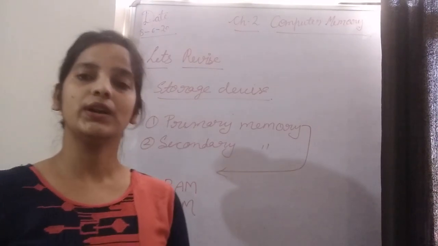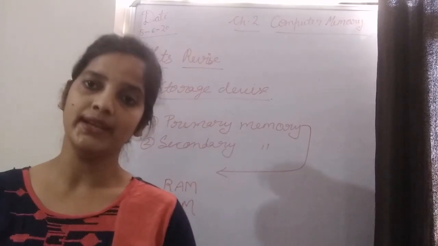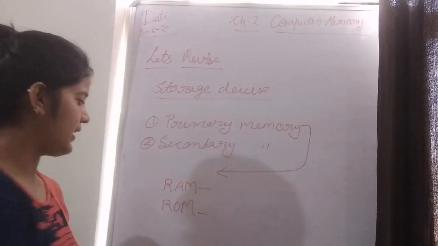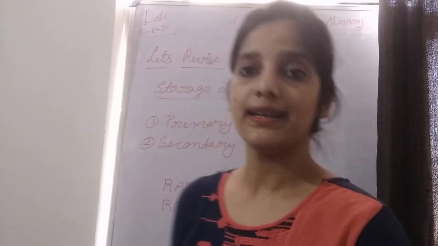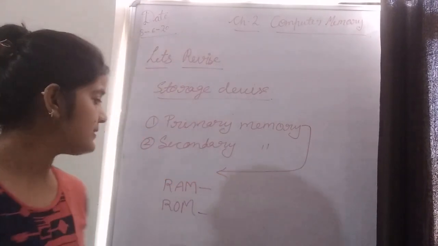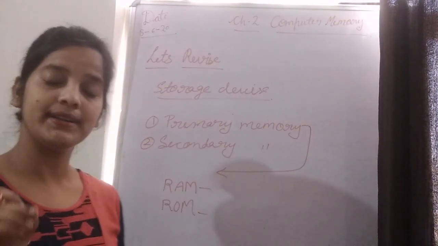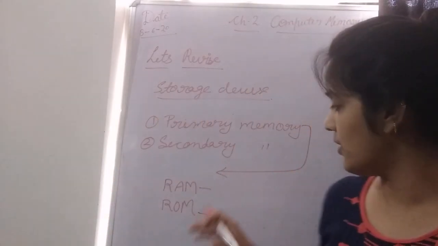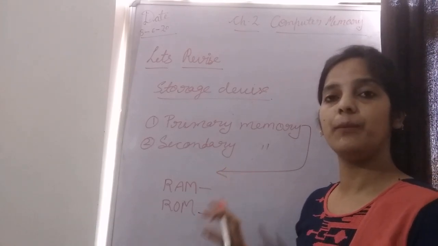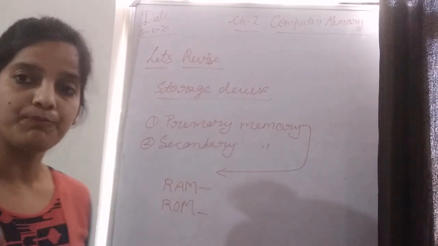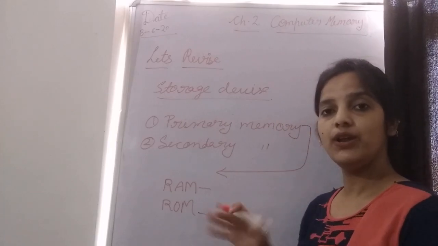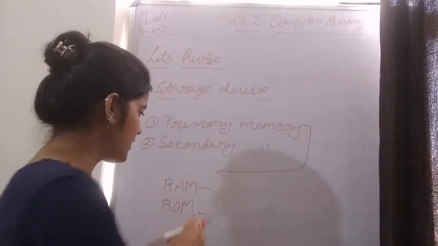So student, what is RAM? RAM is random access memory. And what is ROM, student? ROM is read only memory. Now here see, RAM, random, means it stores data till your computer is switched on. It means the data remains in this memory as long as your computer is powered on. When the power goes off, the data stored in the RAM will be gone.